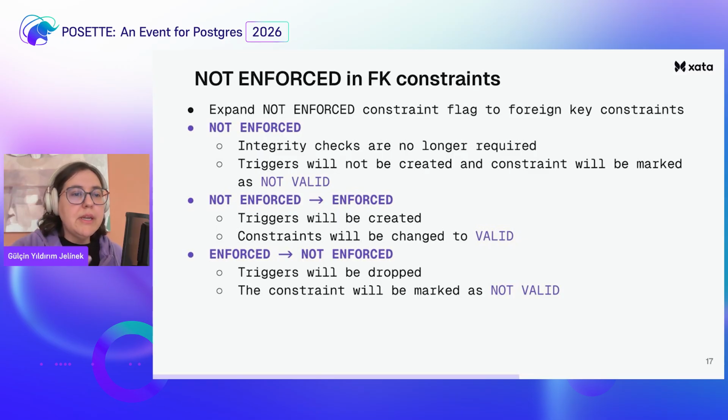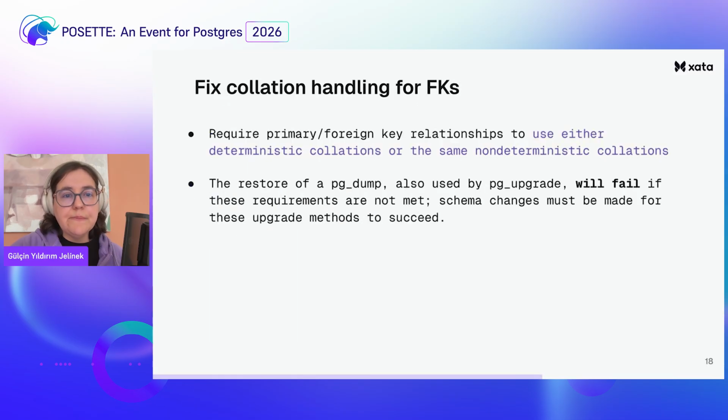So this is good for planning rollouts, so that you know when you can actually run these validations. But you need to be aware of how the behavior looks. And also, you can take an enforced constraint and make it not enforced. That way, we go back to the not enforced state. That means the triggers will be dropped, and again the constraint will be marked as not valid. This is super because it gives you a lot of flexibility in how you plan this. And I think it's more important for foreign keys than check constraints.